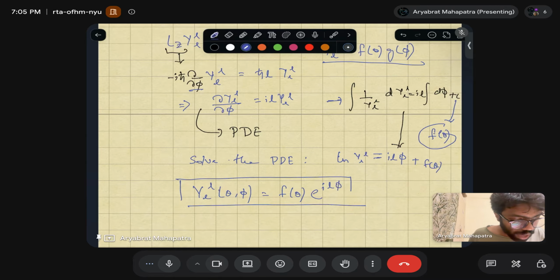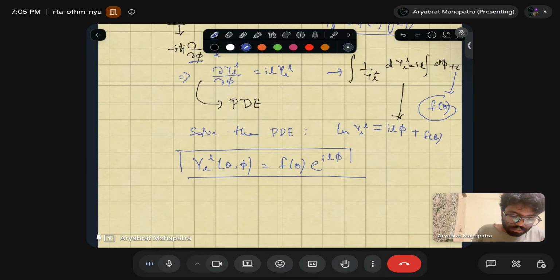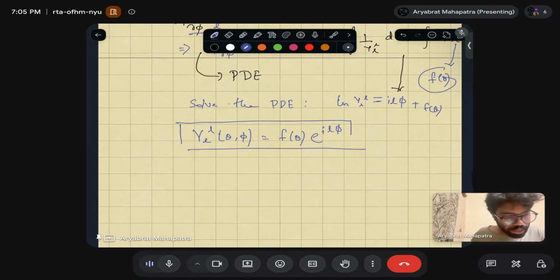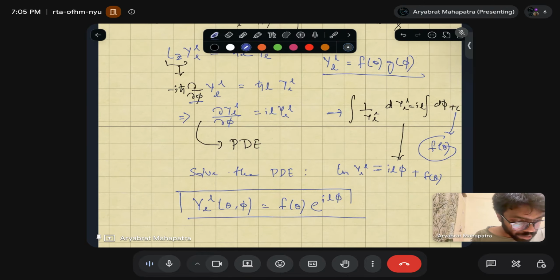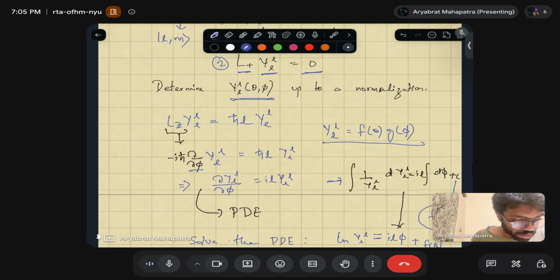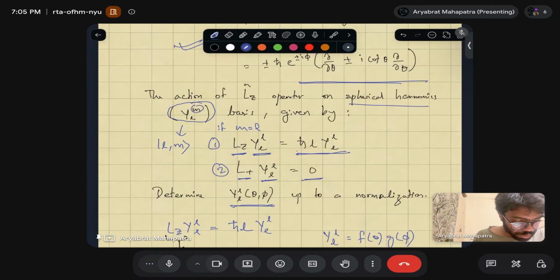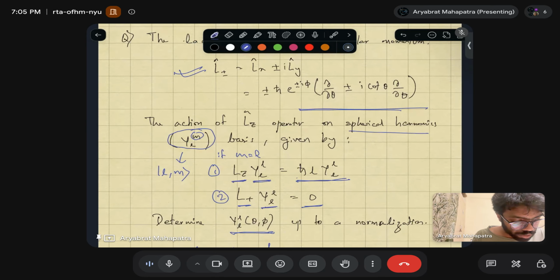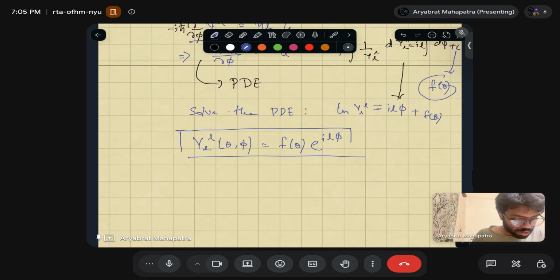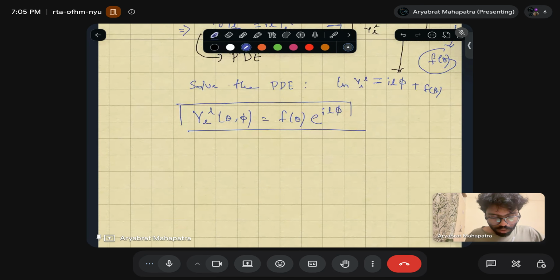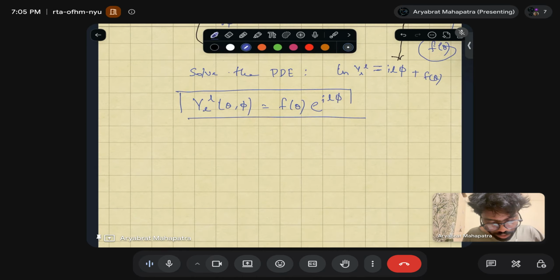So you mean this I L phi? Yes, sir. Okay, thanks. So, anything else? Any error I have made anywhere, or anything I have not been able to tell you properly, or something you are not able to clear? Let me know.